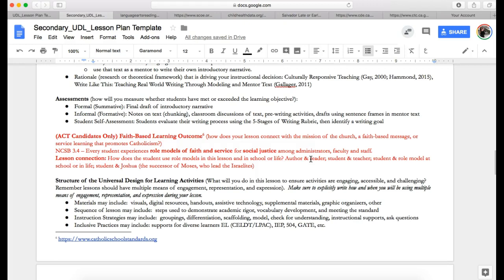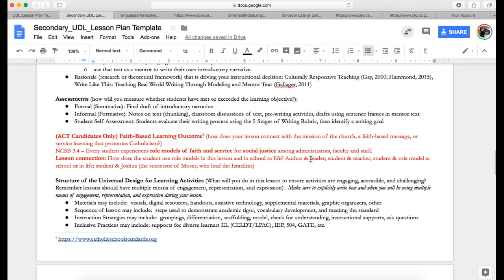So in this particular lesson, we're going to ask students to submit a final draft of an introductory narrative. Again, they've used Salvador Late or Early as a mentor text, and they have their writing prompt, and then they will be working through the writing process and submitting that final draft as their summative assessment. Throughout the entire process, 2-3 days, however long it takes you to work through the lessons and help students along the way, there will be informal or formative assessments.